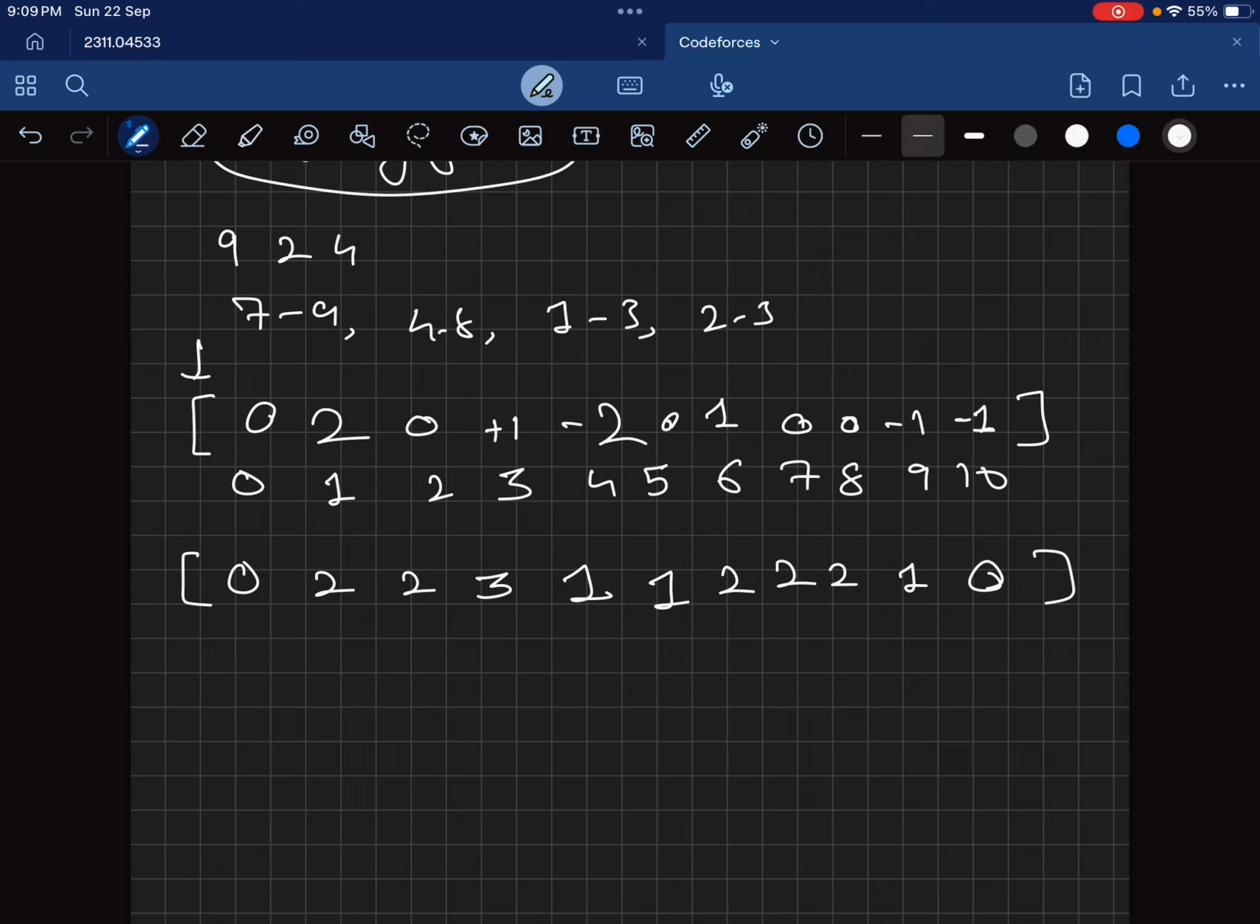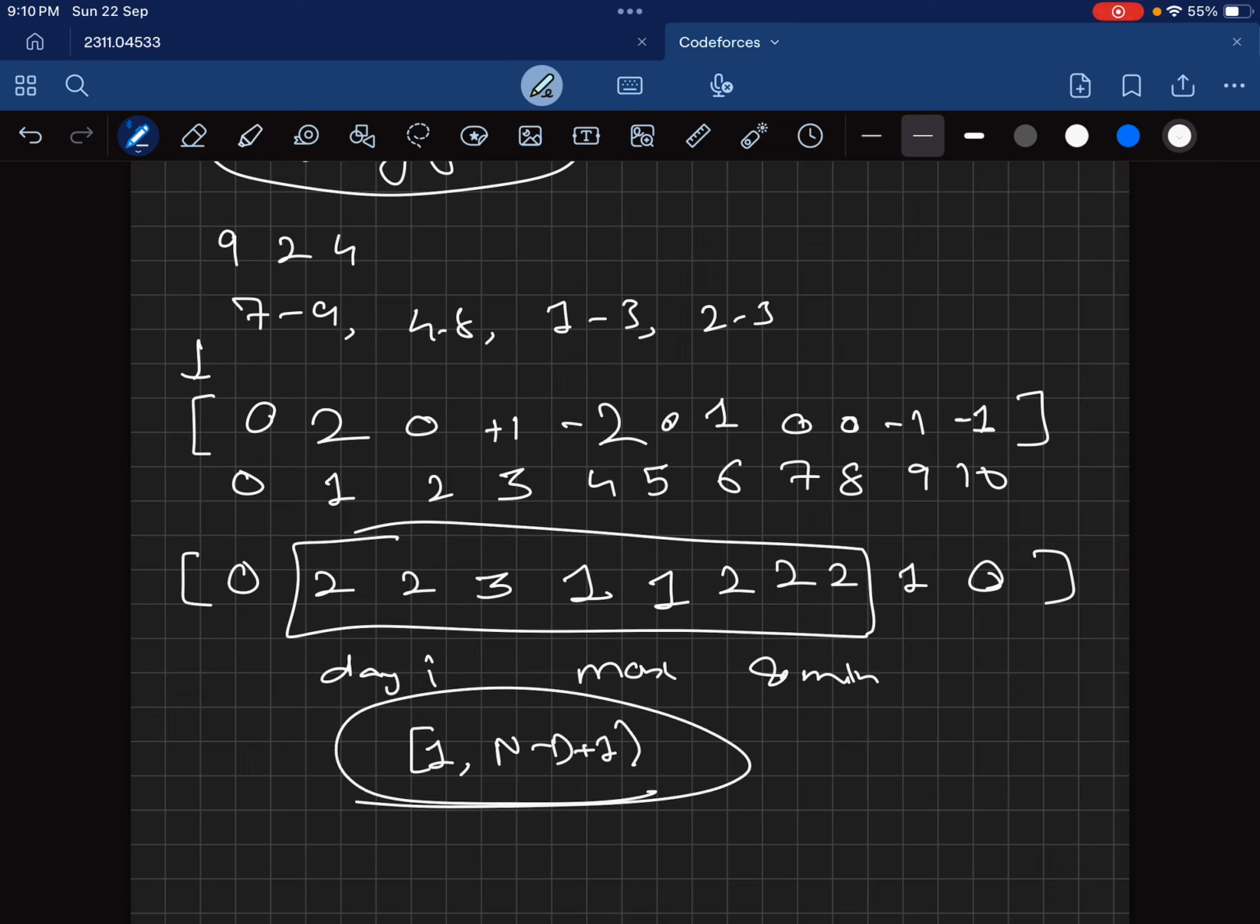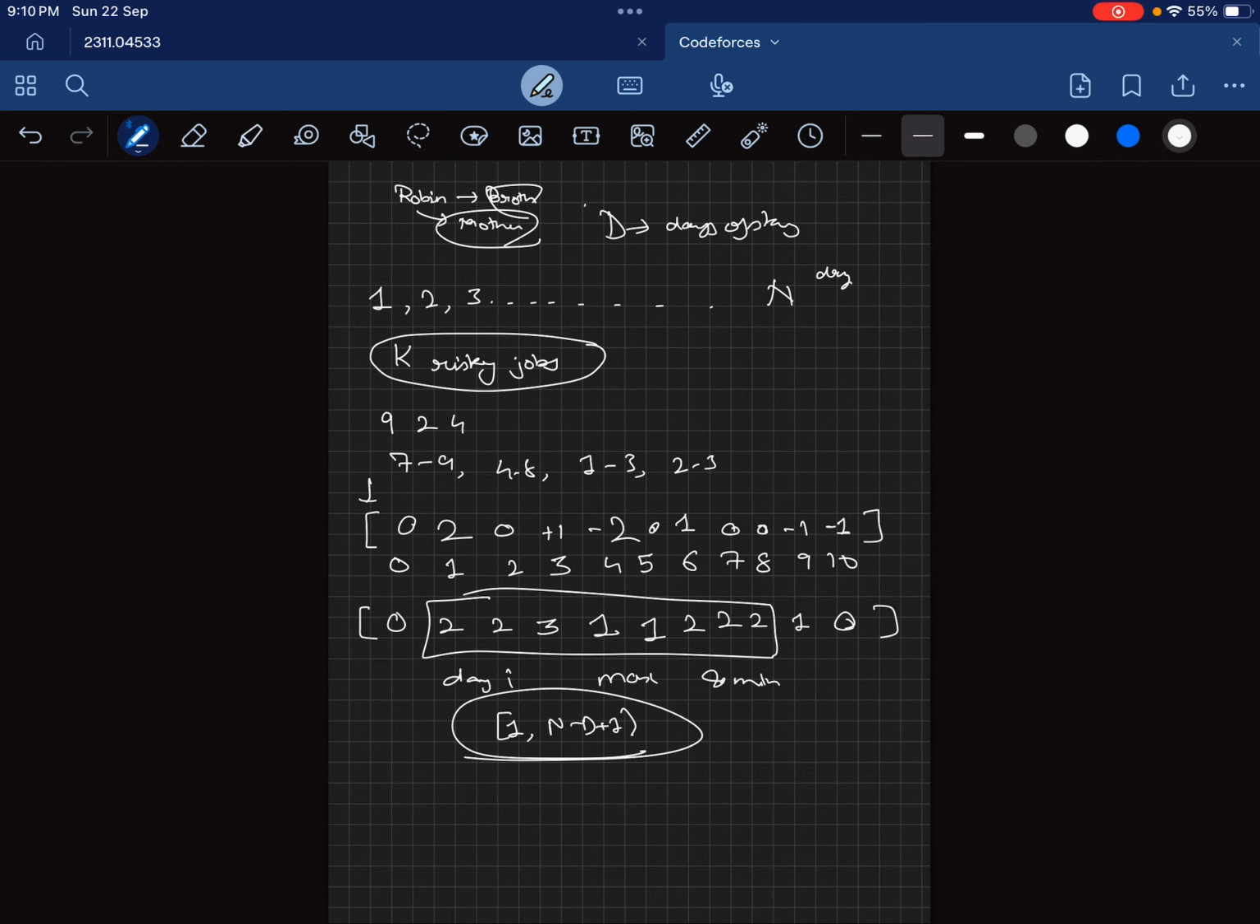So this array essentially tells us that if I arrive at some day I, it tells us how many jobs I will overlap in that situation. So in this array, we have to report the index of max and min. The only thing we need to take care of is that we need to check the max and min in the duration 1 to n minus d plus 1. In this duration, we have to report max and min of the array. Okay, so this was question number 4.